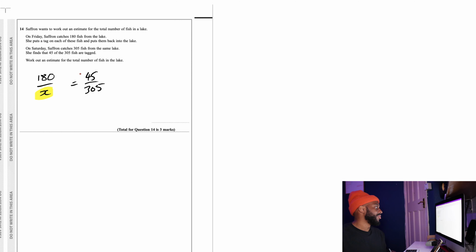So if we look at our scale factors, we can see that you'd have to times 45 by 4 to get to 180. So we've got to do the same to this 305, and that will give us our answer. So 305 times by 4, that's going to give us 1,220. So that's our estimate for the number of fish in the lake.